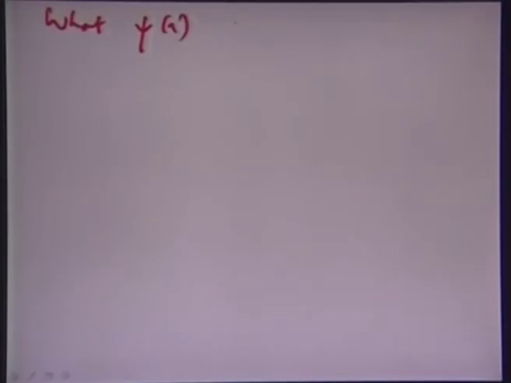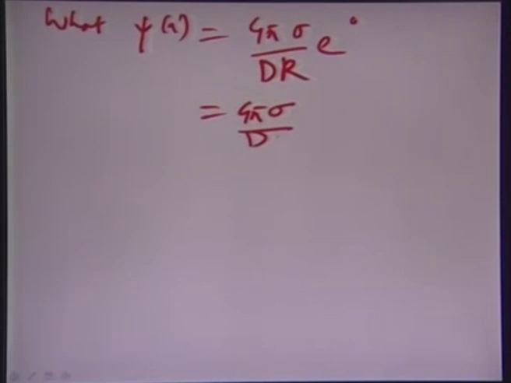So let us look at what the potential function would be at x equal to a. So it should be equal to 4 pi sigma by D k e to the power of 0, or 4 pi sigma by D k. Okay, so this is also the surface potential close to where the solvation shell just about starts.